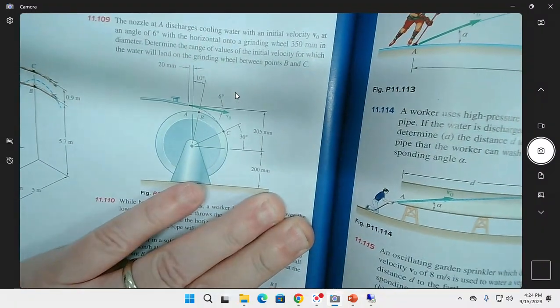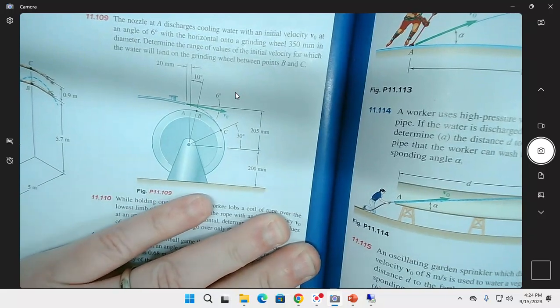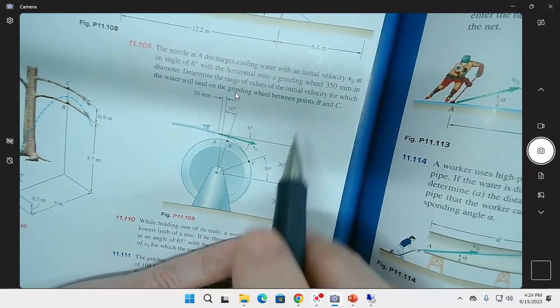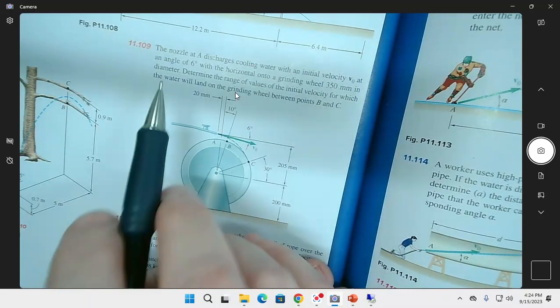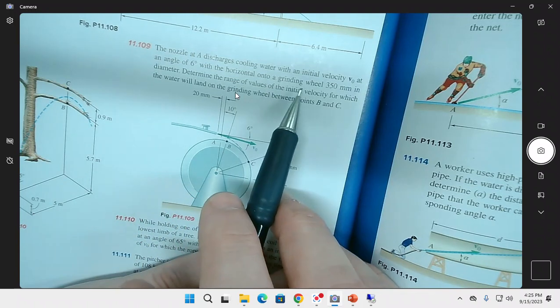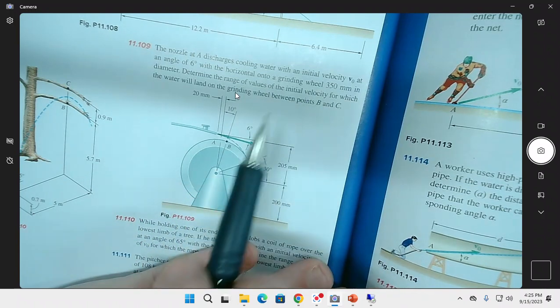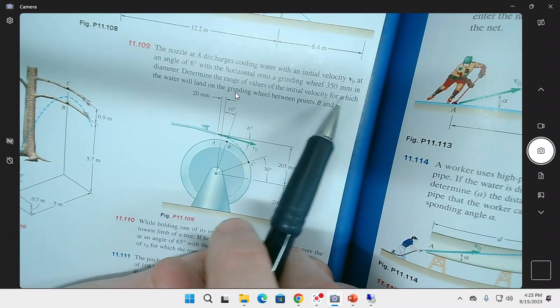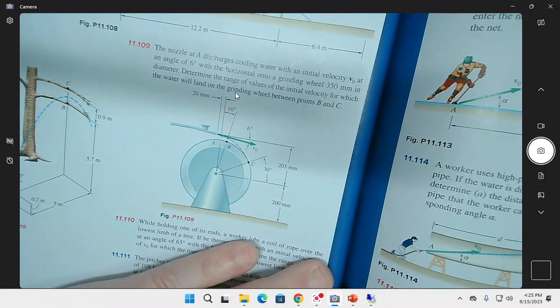Yeah, it looks like it's like a hose. A nozzle at A discharges cooling water with an initial velocity of v0 at an angle of 6 degrees with the horizontal onto a grinding wheel. A grinding wheel. Okay, cool. I got it now. In diameter. The range of values.